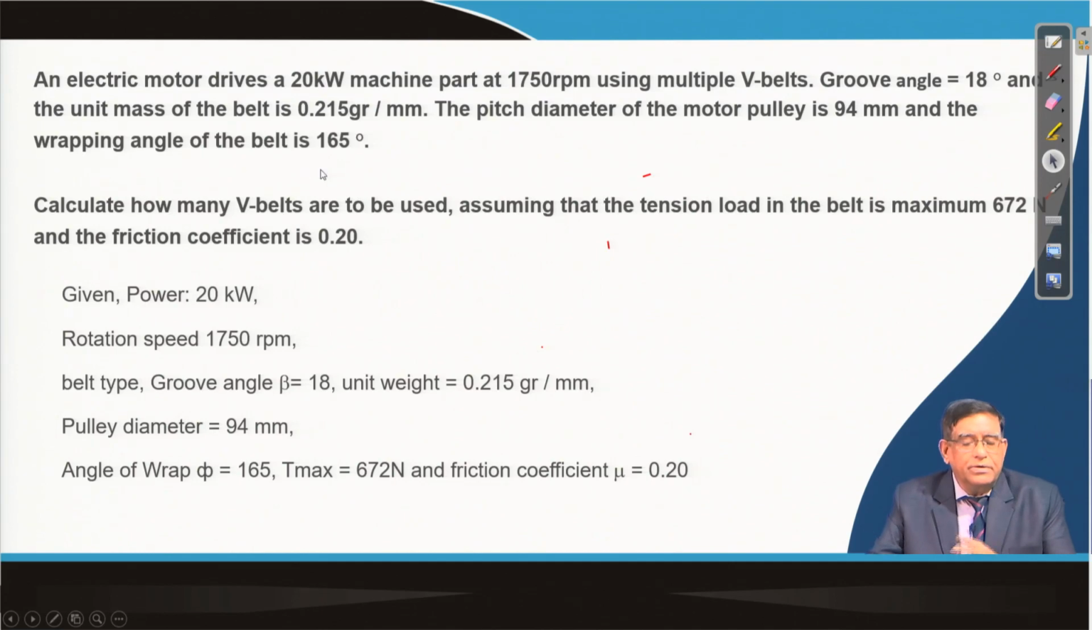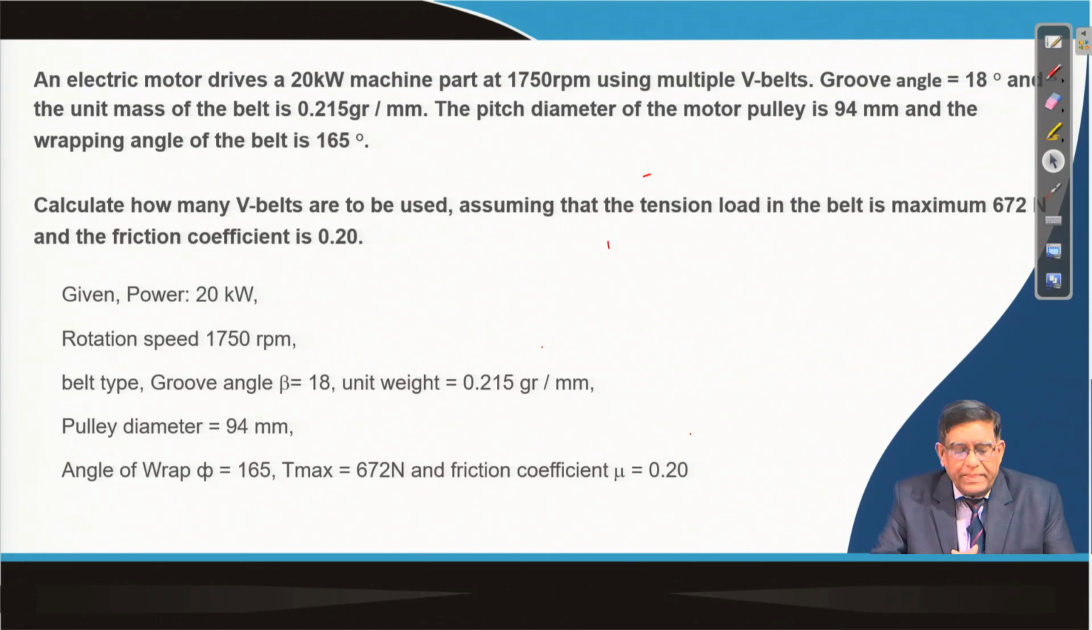So, you can write down another problem: an electric motor drives a 20 kilowatt machine at 1750 RPM using multiple V belts. The groove angle is 18 degrees and the unit mass of the belt is 0.215 gram per millimeter. The pitch diameter of the motor pulley is 94 millimeter and the wrapping angle of the belt is 165 degrees.